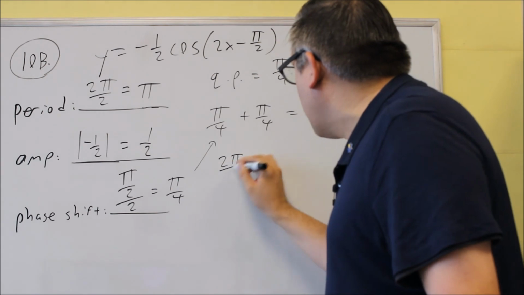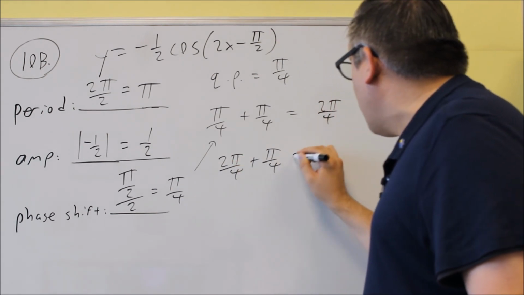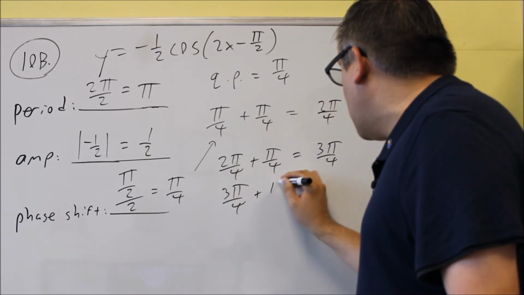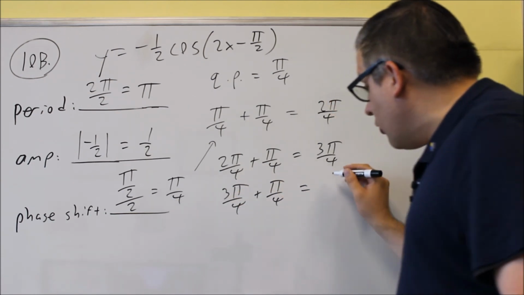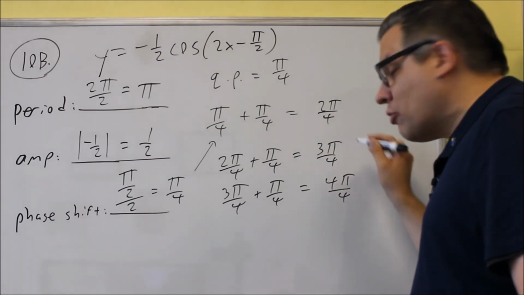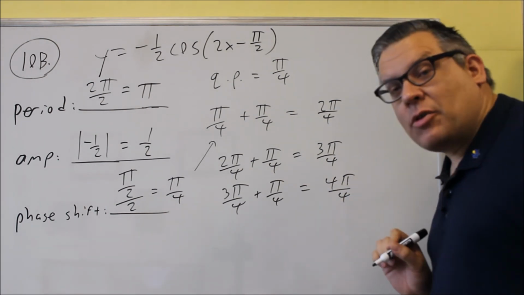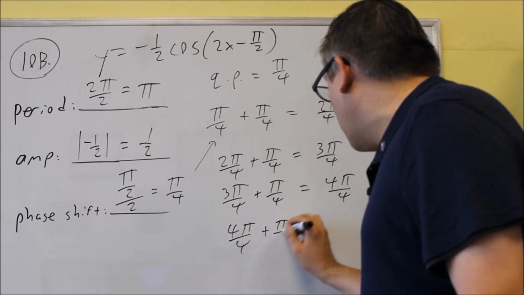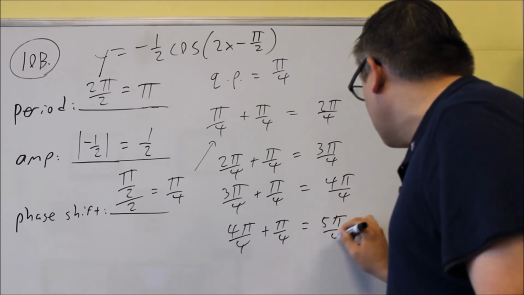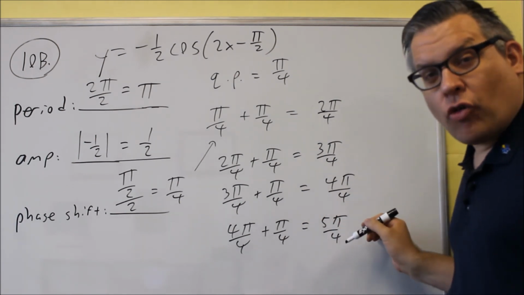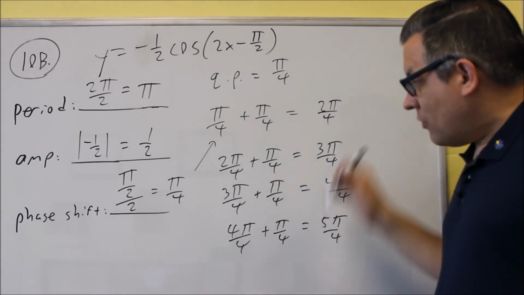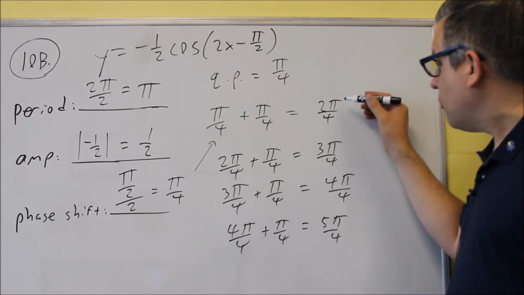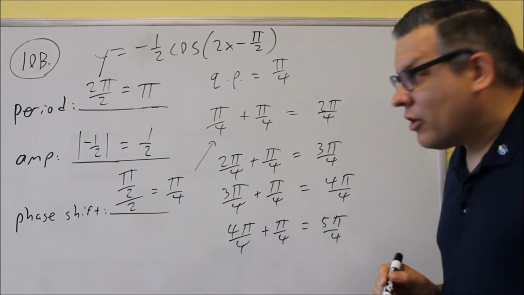Next we'll take 2 pi over 4 plus pi over 4, and you get 3 pi over 4. 3 pi over 4 plus pi over 4 will give you 4 pi over 4. Again, this can reduce to pi, but I'll leave it with the denominator of 4. 4 pi over 4 plus pi over 4, you'll get 5 pi over 4. You have to do it a total of 4 times because with the phase shift plus the 4, it'll give you the 5 key points. So I have pi over 4, 2 pi over 4, 3, 4, and 5 down to there.